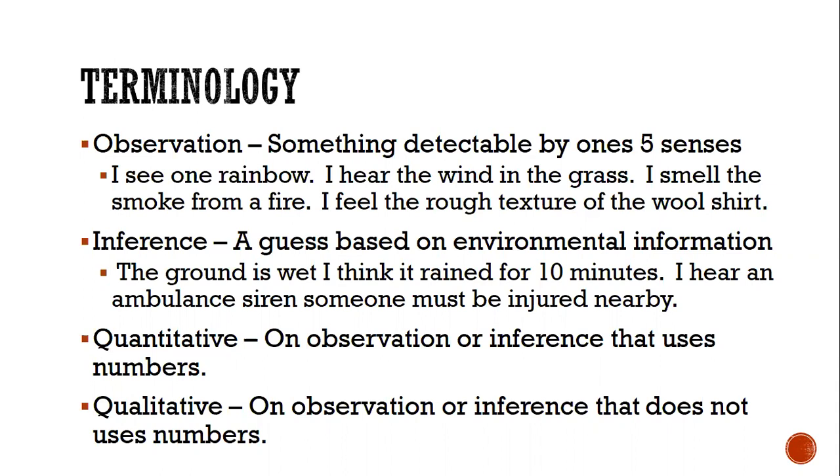Qualitative. Qualitative is an observation or an inference that does not use numbers but instead uses qualities. I saw a beautiful rainbow that had all of the colors of the spectrum. Red was the best. Another example might be, I heard a bird singing in the tree. Its song went very high and very low.